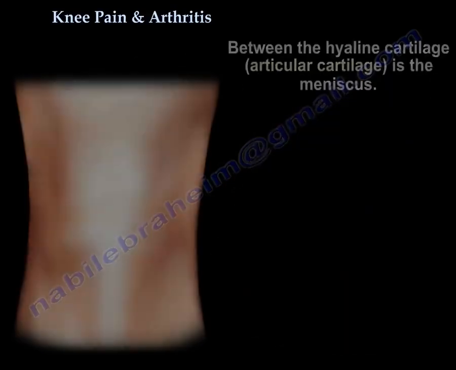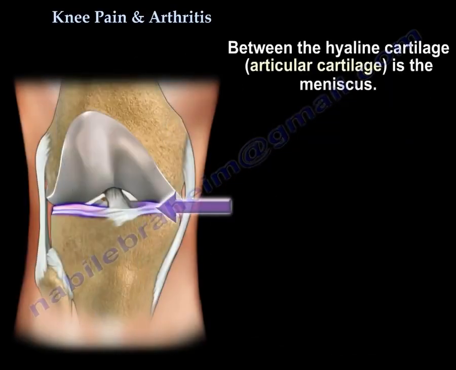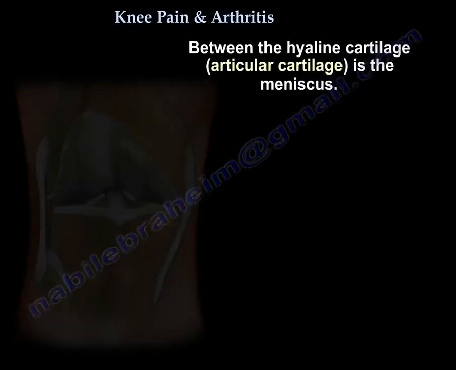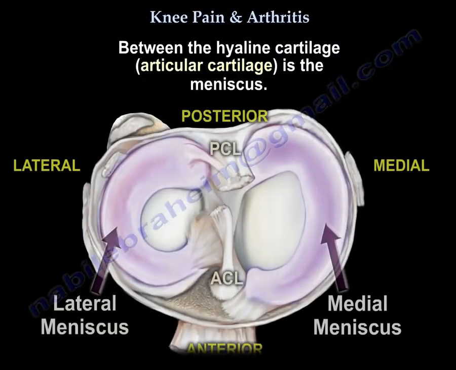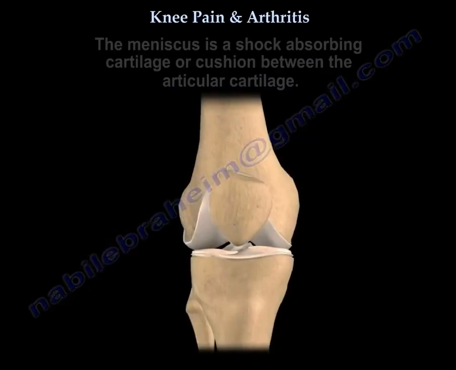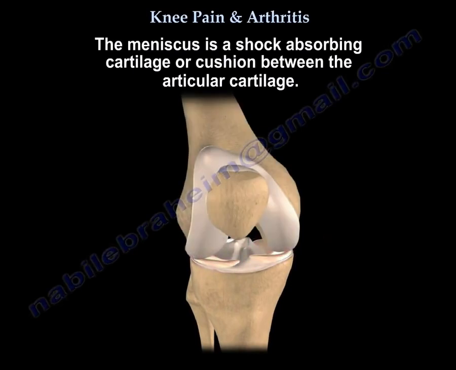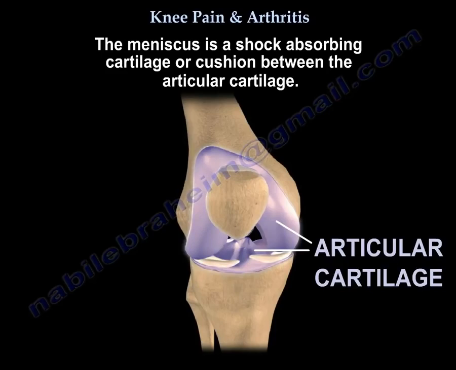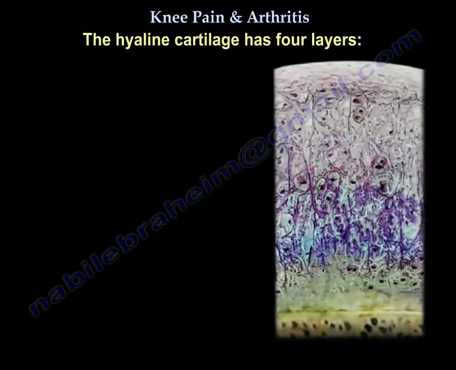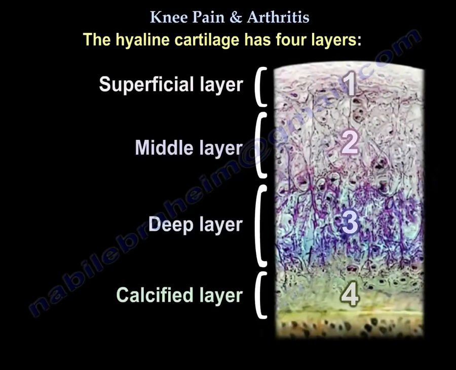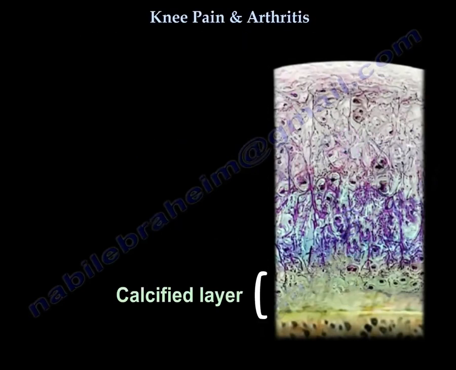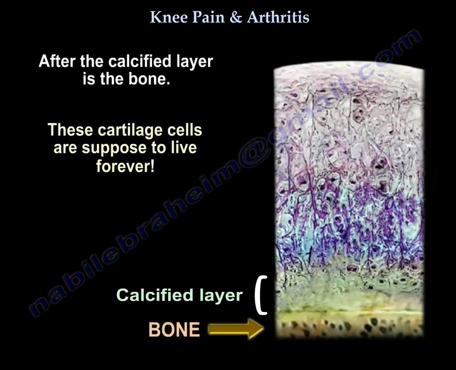joint. Between the hyaline cartilage, which is called the articular cartilage, you can see the meniscus, the lateral meniscus, and the medial meniscus. The meniscus is a shock-absorbing cartilage. It's a cushion between the articular cartilage. The hyaline cartilage has 4 layers: the superficial, the middle, the deep, the calcified. After the calcified layer, you'll find the bone.